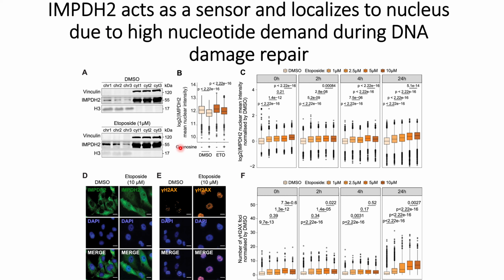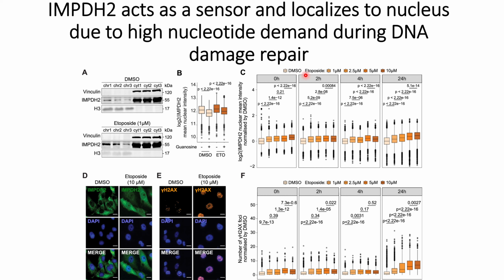When they add guanosine in the DMSO media, they see that the IMPDH2 demand decreases, and similarly, when they add guanosine in the ETO condition, the IMPDH2 demand also decreases. Thereafter, it seems like their hypothesis is correct, that IMPDH2 localizes into the nucleus because of the high nucleotide demand. And now they wanted to do a dose dependent study at different time intervals. So they check these IMPDH2 levels.